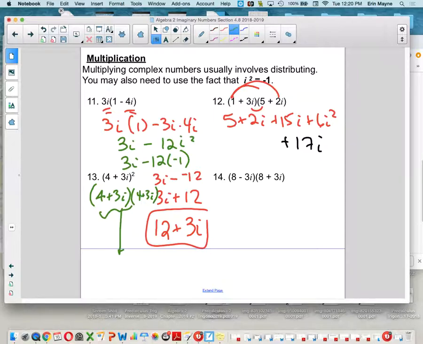Santi, what do I have to do with that 6i squared? What is i squared equivalent to? Negative 1. Good. So this is 6 times negative 1, so that whole thing is negative 6. What is 5 plus negative 6? It is negative 1. If you're okay with that, raise your hand.